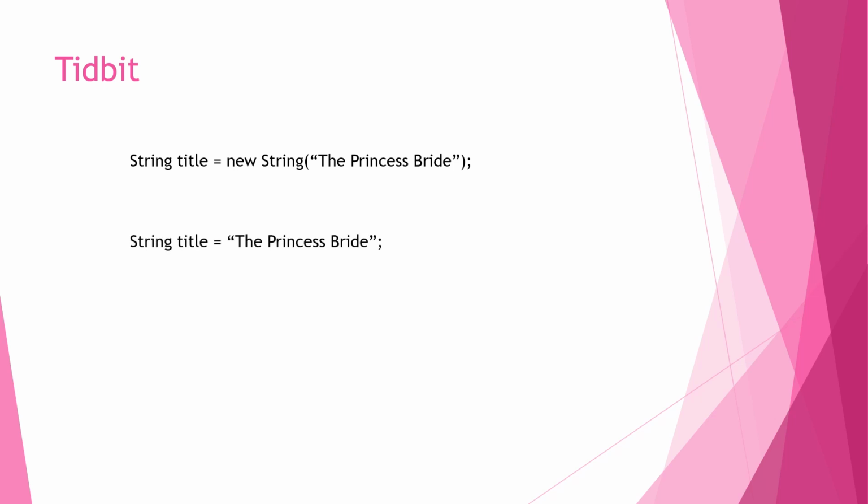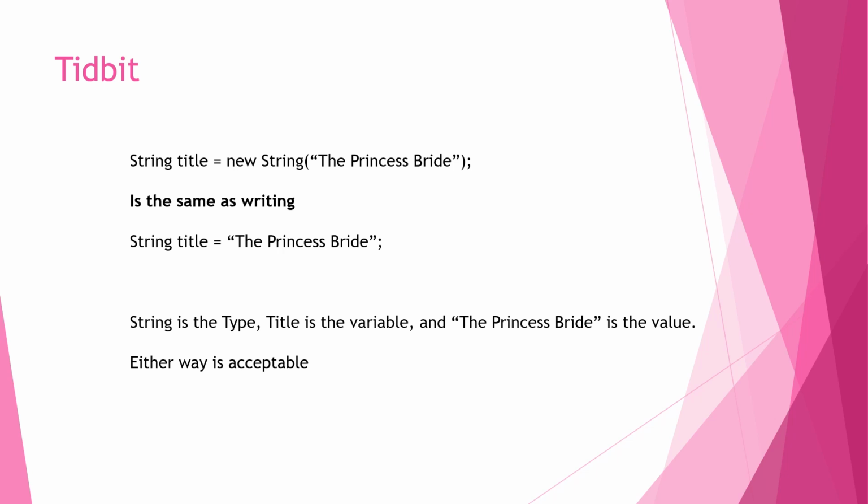So a tidbit of information when creating new objects. Here we have an object string, and the variable is title. We create a new string called the Princess Bride. Now, you can write it this way, or you can write it the way we have been writing it in the past. They are the same thing. Both string title equals new string, the Princess Bride, and string title equals the Princess Bride are exactly the same and will yield the same results. However, keep in mind when creating objects of the same kind, creating them with new will help distinguish them from each other. We will talk more about this in the next video.